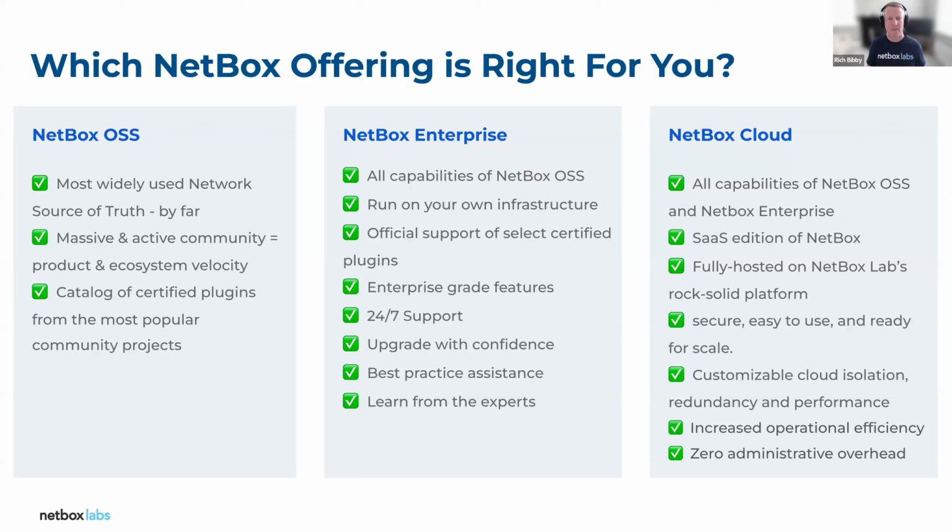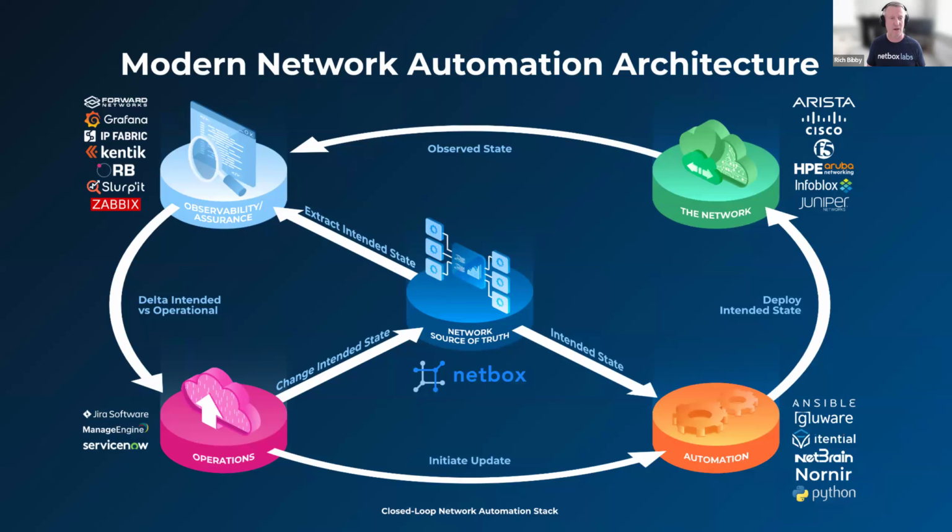Now, a couple of last slides before we hand over to Fabrizio. This is the modern network automation reference architecture that I touched on at the beginning. So you can see if we start in the middle, actually, it's probably the easiest place to start. NetBox is right in there in the middle as the source of truth for your network. Now, the top left-hand corner, you can see the observability and assurance space in this architecture. And right there at the top, you can see the Forward Networks logo. So Forward Networks, their tool sits in that space. So it's observability and assurance.